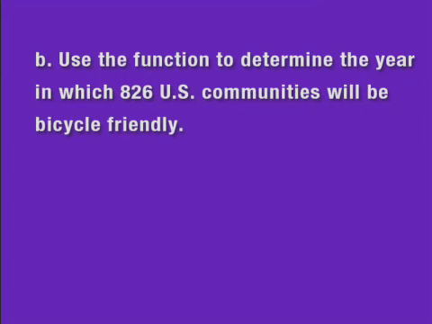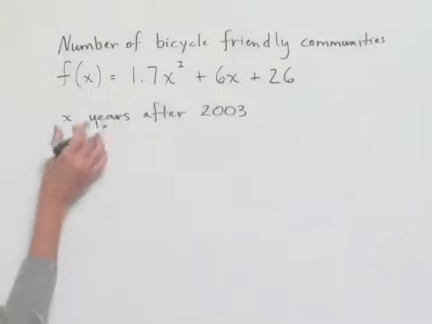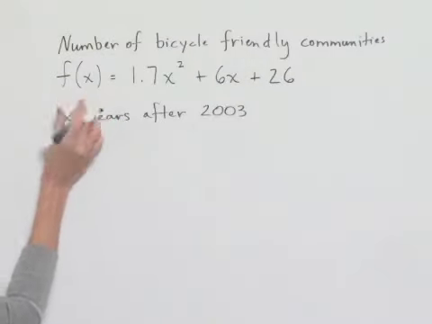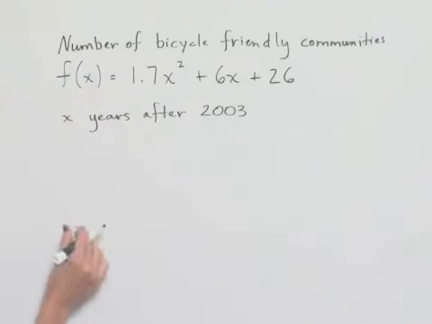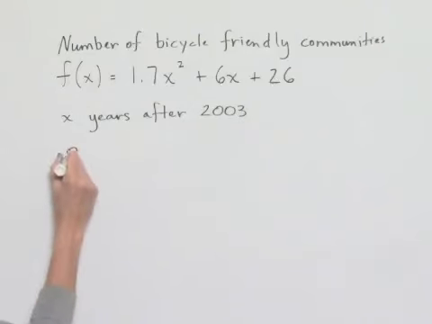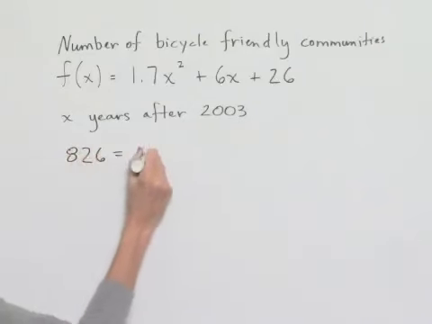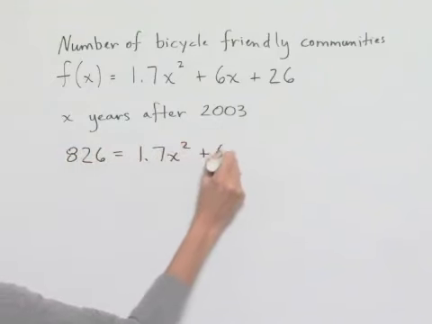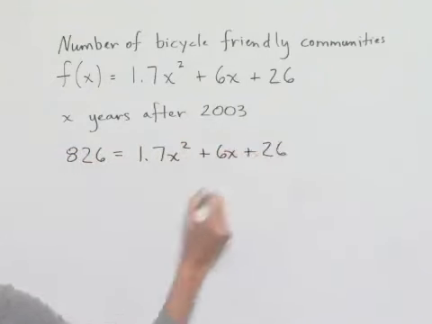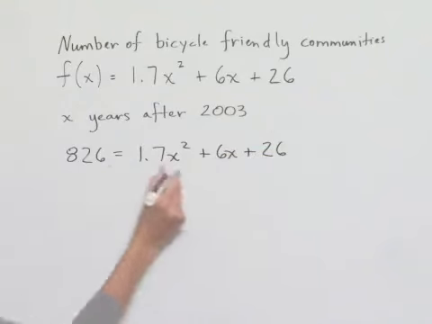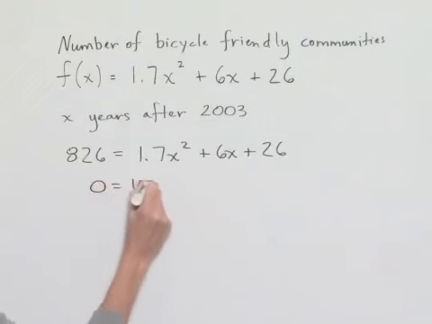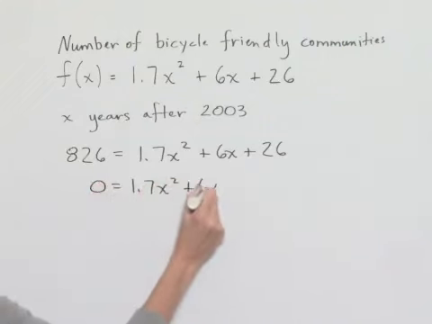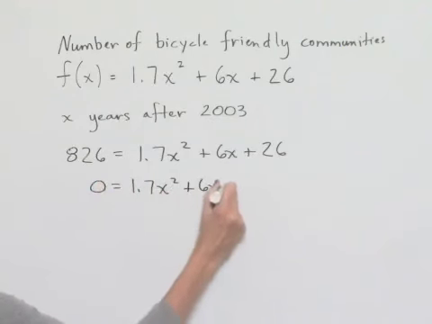Use the function to determine the year in which 826 U.S. communities will be bicycle-friendly. So we're going to substitute in for f of x the value that was given to us in order to solve for x, which would be the number of years after 2003. So we'll have 826 equals 1.7 times x squared plus 6x plus 26. Now we can subtract 826 from both sides of the equation to give us a quadratic equation set equal to 0. 0 equals 1.7 x squared plus 6x, and 26 minus 826 is minus 800.